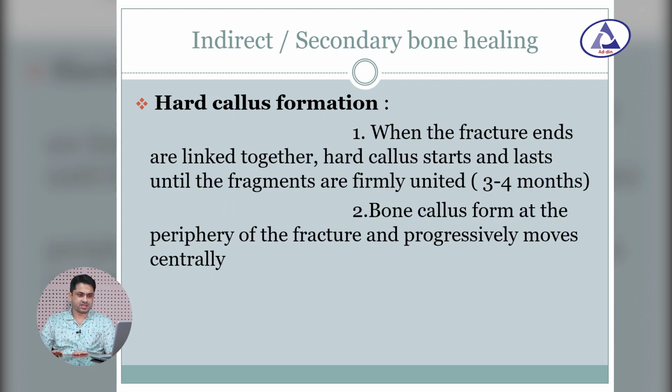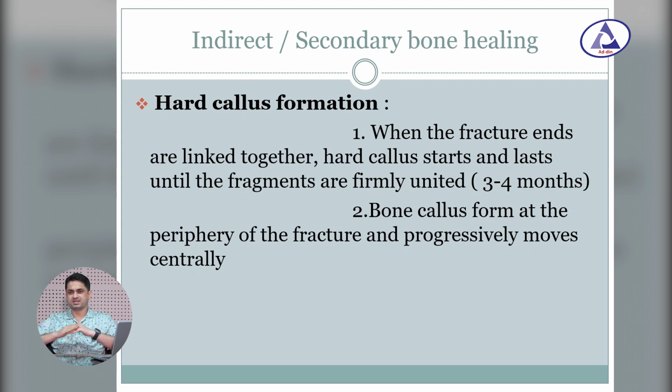Now hard callus formation. When the fracture ends are linked together, the hard callus starts to form and lasts until the fragments are firmly united. Usually it takes 3 to 4 months. The bone callus forms at the periphery of the fracture site and progressively moves centrally.